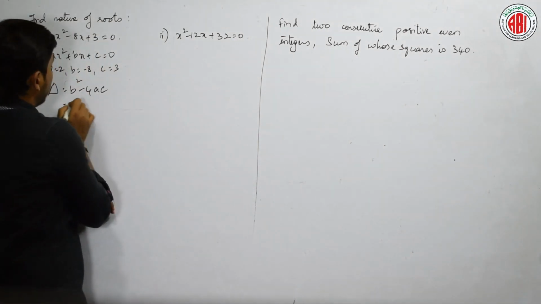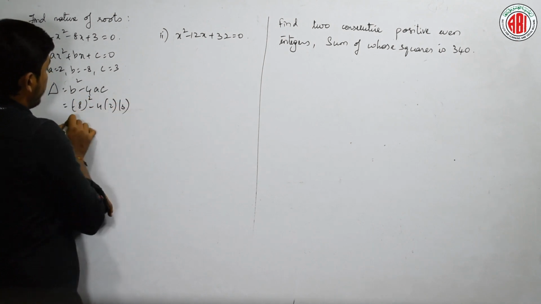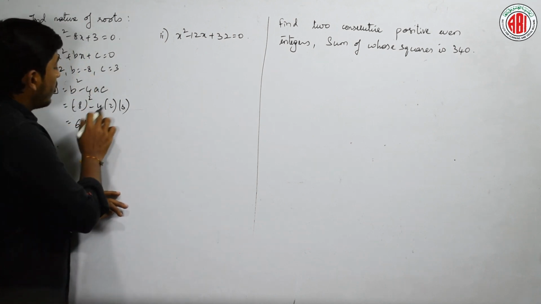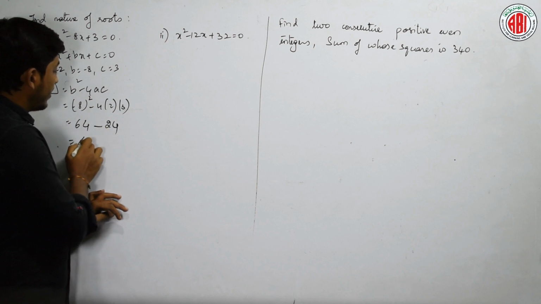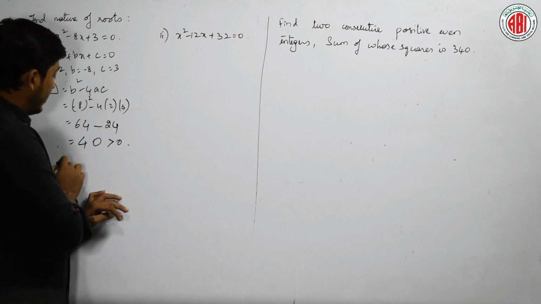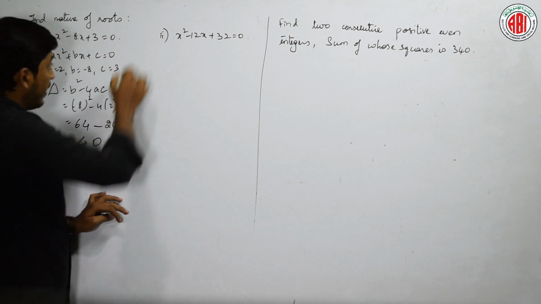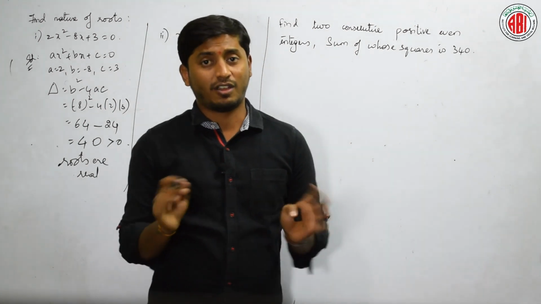Let us substitute and find the value. B square is minus 8 square minus 4ac. 8 square is 64 minus 4 2 is 8, 8 3 is 24. 64 minus 24 is 40, which is greater than 0. Therefore, roots are real. Okay. Is it clear? Nothing a conflict, right?